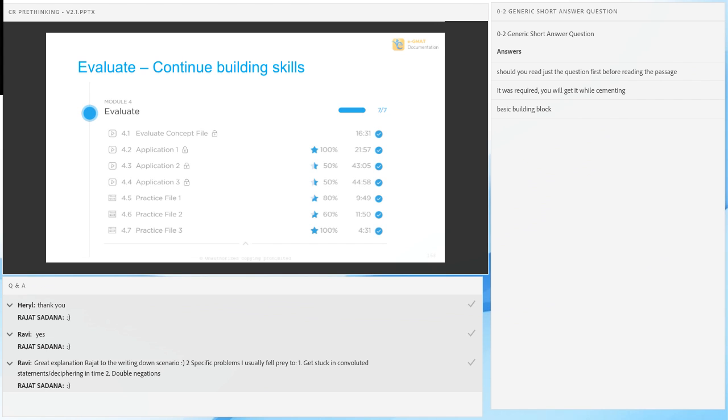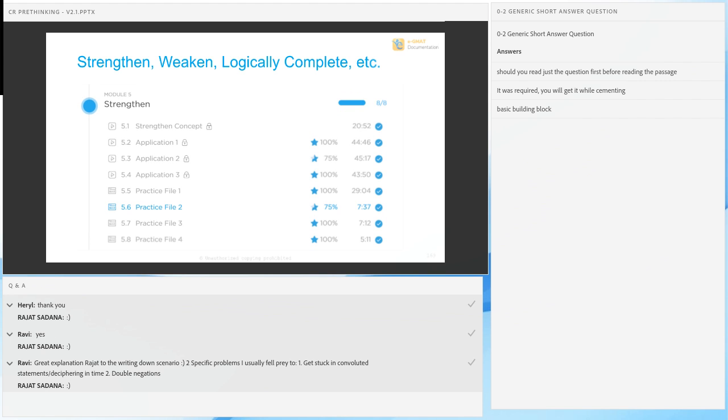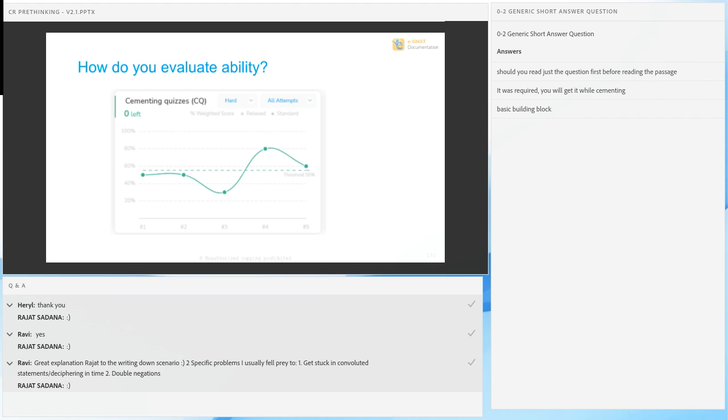Then you'll take the same building blocks, you'll apply them to evaluate. Again, you can see very, very comprehensive stuff. That's about 3 hours of evaluate, at least right out here. Then you'll go through strengthen, then you'll go through weaken. And this is kind of where you're reinforcing this and logically completes paradox and boldface and everything.